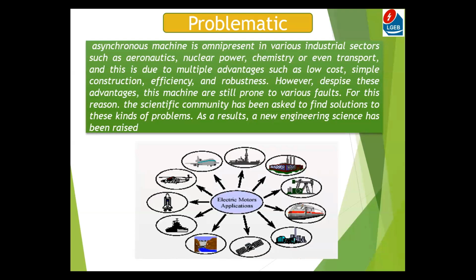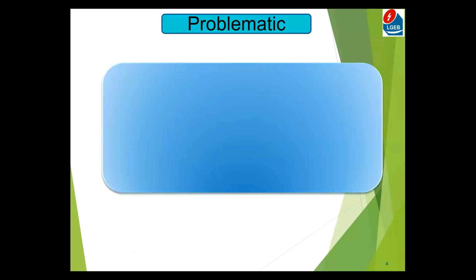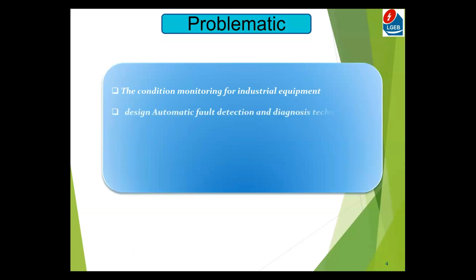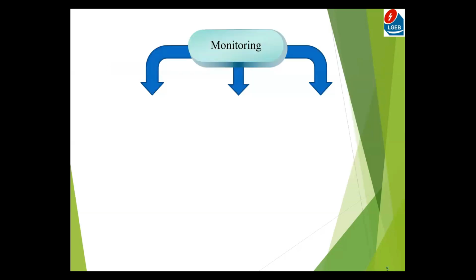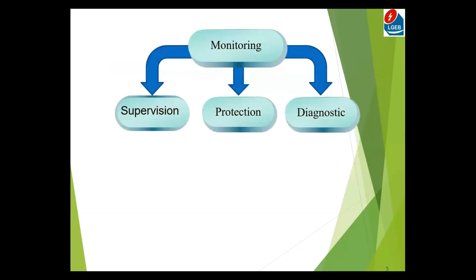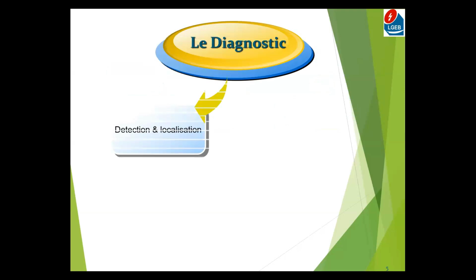As a result, a new engineering science has emerged, called the condition monitoring system for industrial equipment. The objective of this science is to design automatic fault detection and diagnostic techniques to avoid any heavy economic losses, increase the availability of the production system, and reduce the cost of maintenance. In fact, condition monitoring has three major tasks: supervision, protection, and diagnostics. This latter comprises detection and localization as well as quantification of the faults.